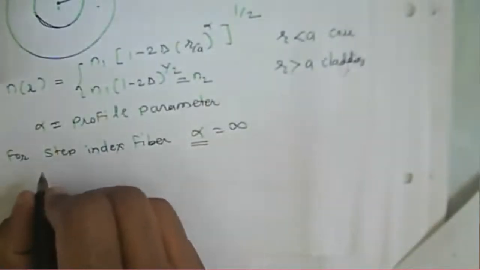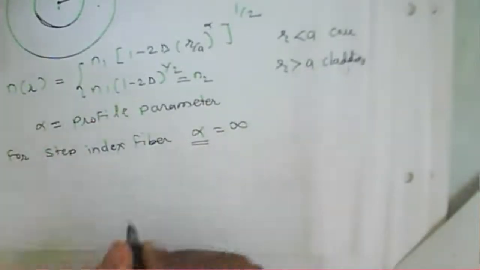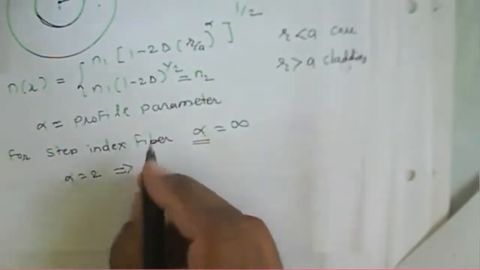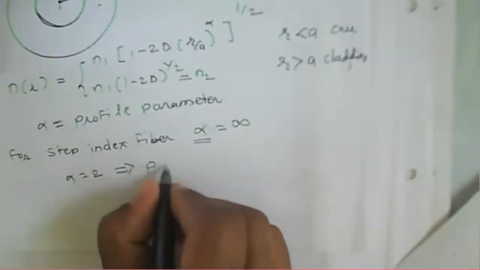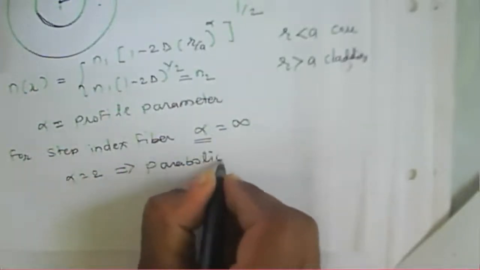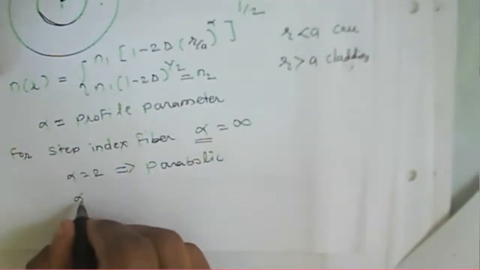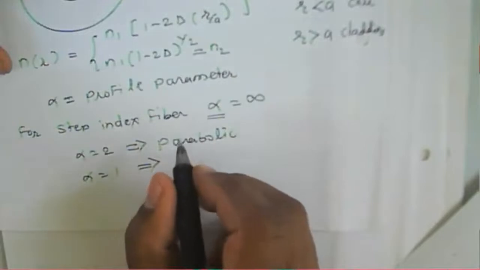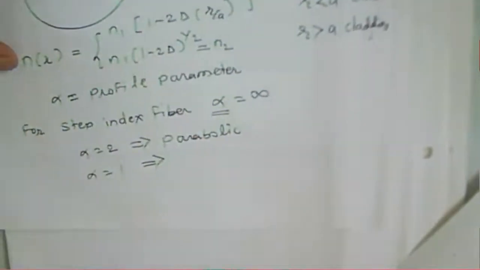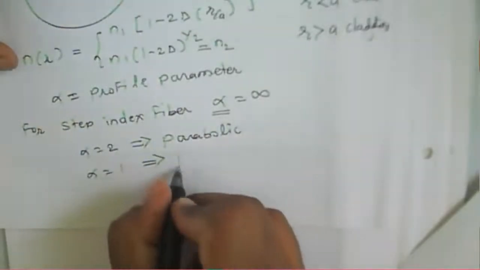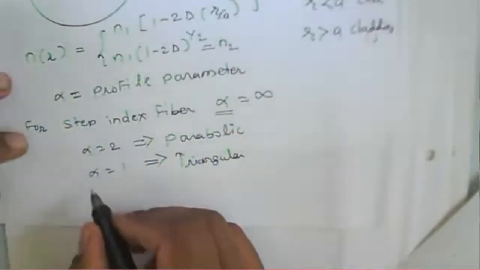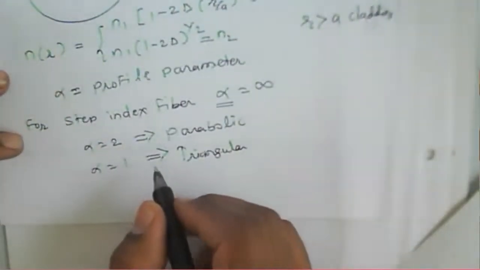But in the case of graded index fiber, the alpha value changes. If alpha is equal to 2, the profile will be a parabolic profile. If alpha is equal to 1, then the refractive index profile becomes a triangular one. So based on the value of alpha, the profile changes.